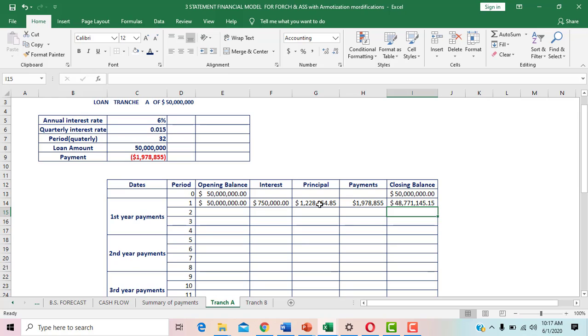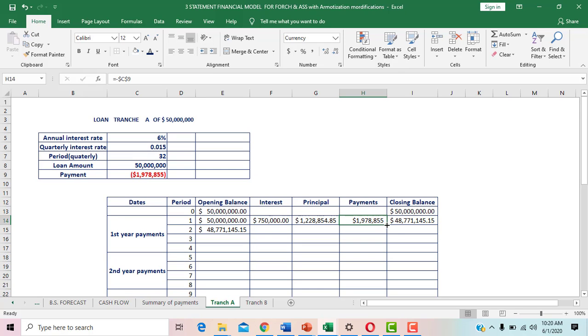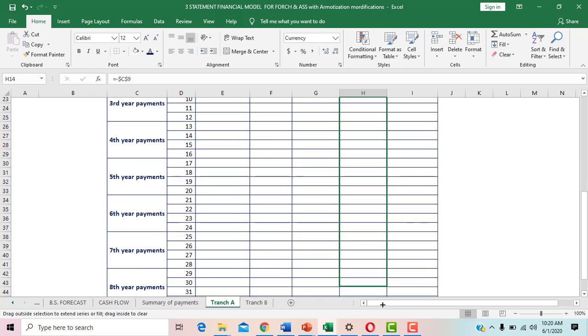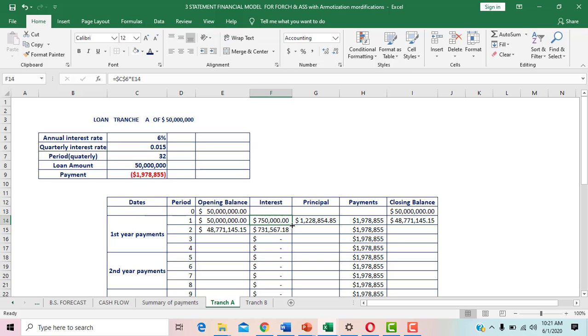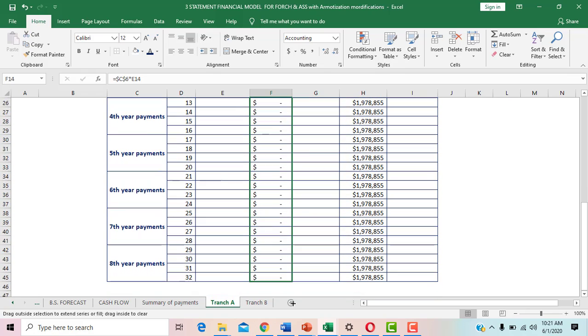So the logical flow continues. The opening balance of what you owe in this new period will be the ending balance you closed with in the last period, which is equal to $48,771,145. The company is going to make the same payment for all 32 periods, so we just fix that and pull right up to the 32nd period. We can do the same for the interest. We just pull that right up to the 32nd period.